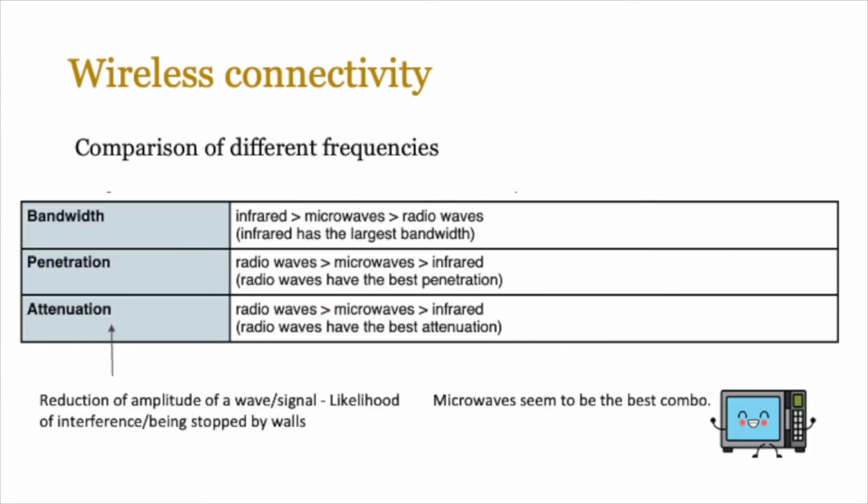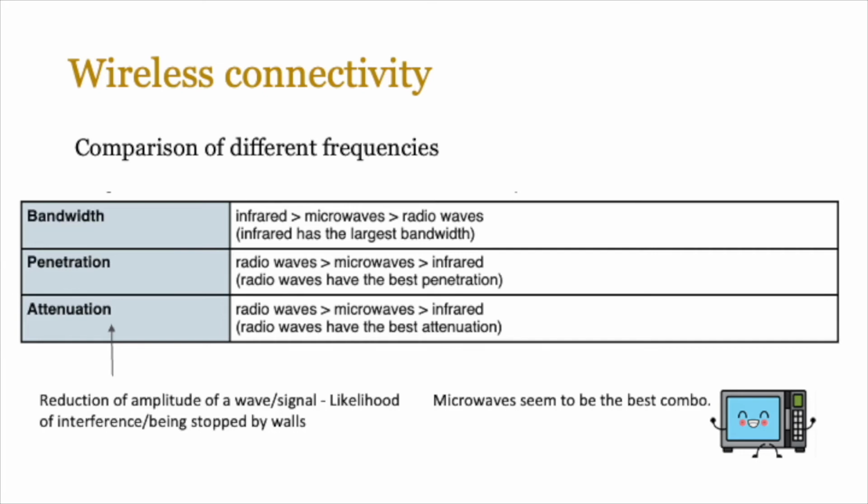What you do need to know is the comparison between different frequencies, and especially on the factors such as bandwidth, penetration and attenuation, which basically means the reduction of amplitude of a wave or a signal. In layman's terms, that basically means what's the likelihood of interference or a signal being stopped by walls.